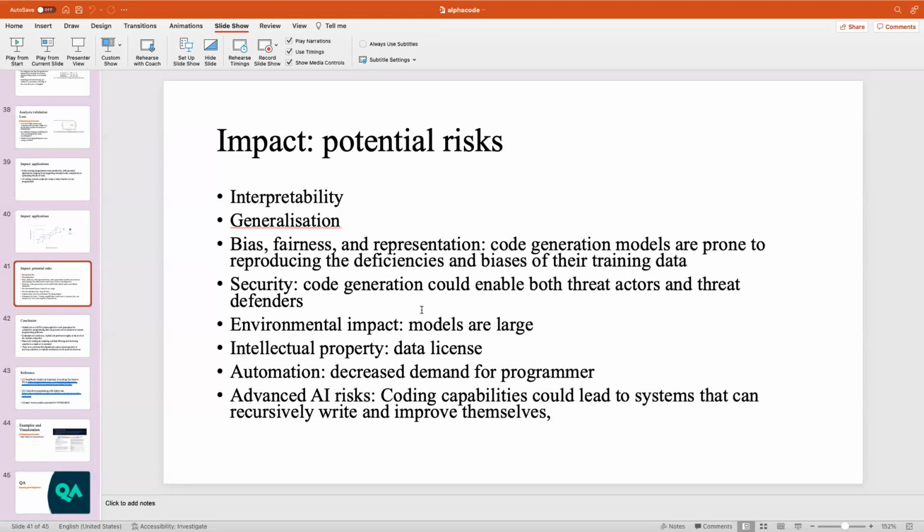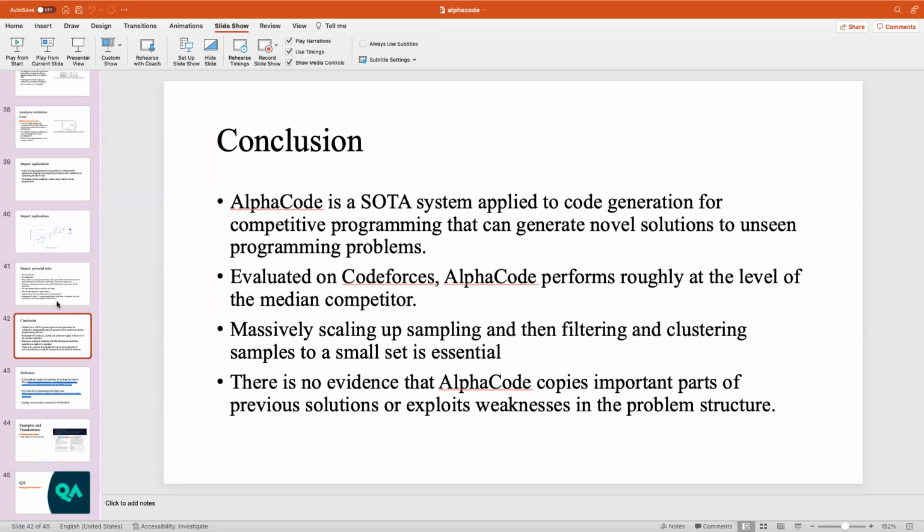So coding capabilities could lead to a system that can evolve and recursively write and improve themselves. So maybe like the movie Matrix could come true someday, maybe. So yeah, here are some conclusions for the paper.